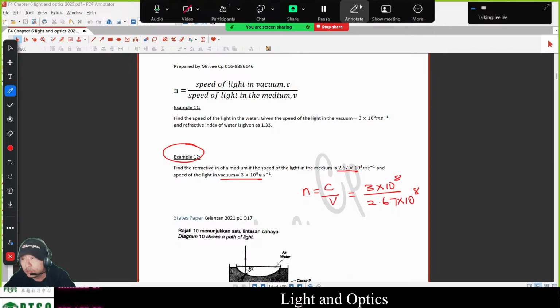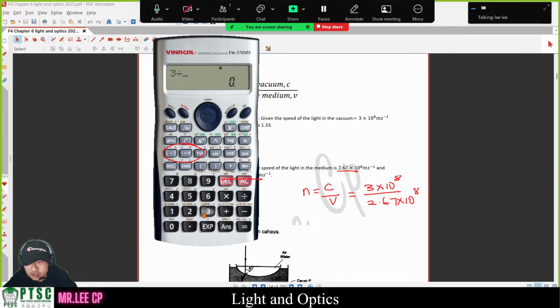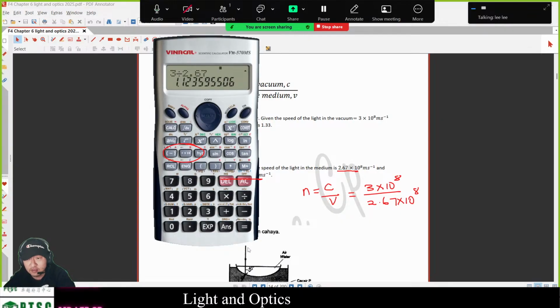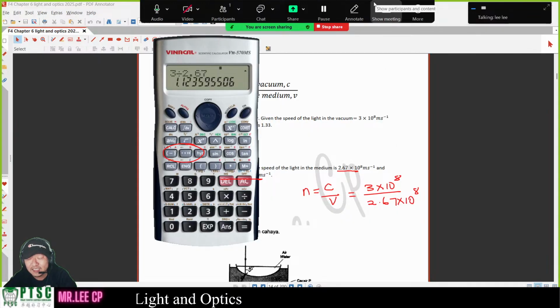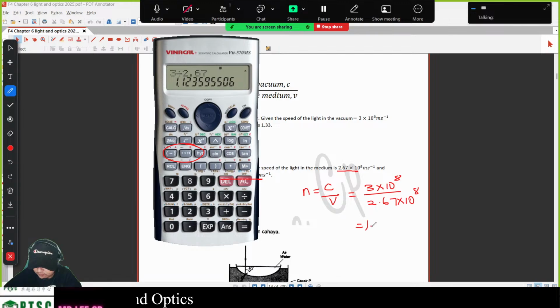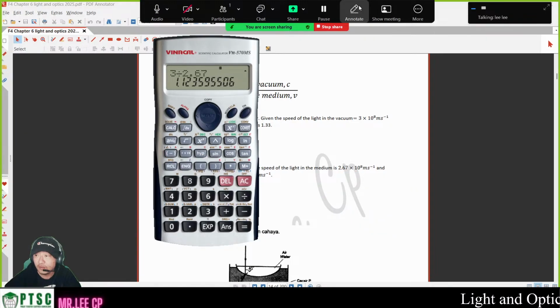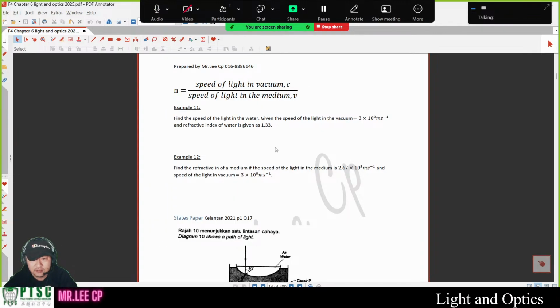So what we have is 3 divided by 2.67, right? So you get 1.12. So the power 8, I cancel, right? So I get 1.12. Right, 1.123, 1.124. Okay, no unit. So no unit.